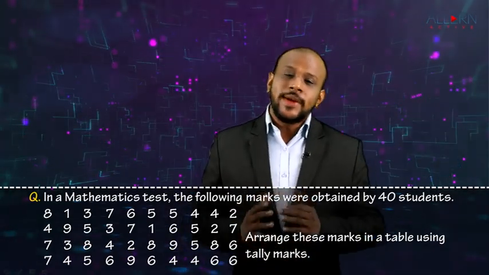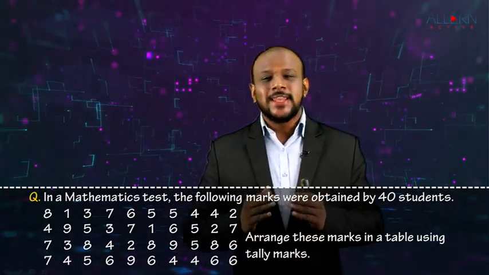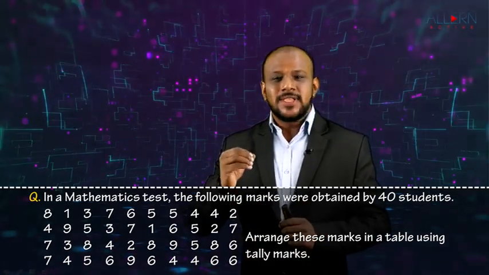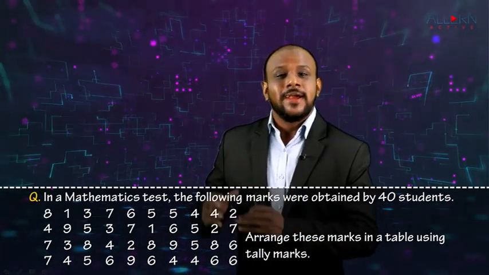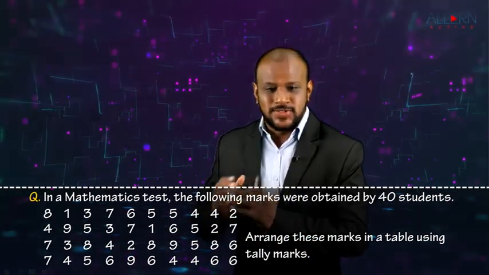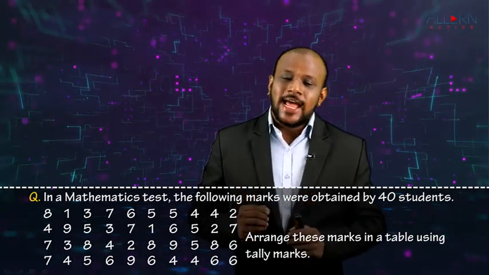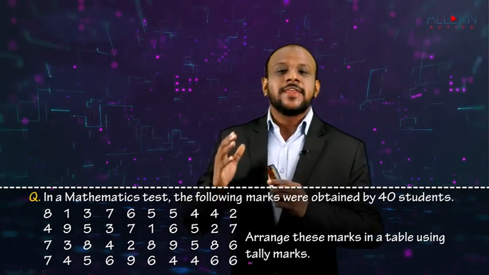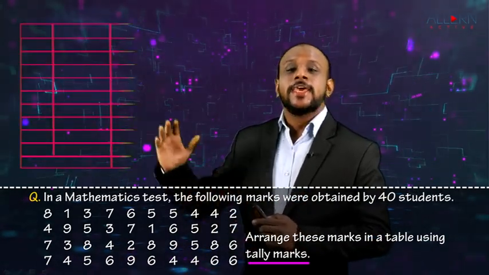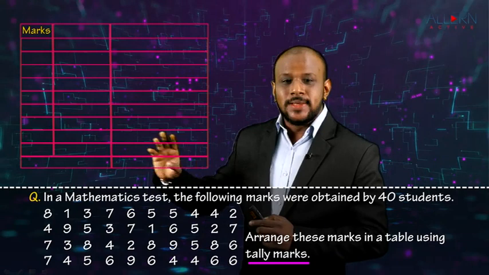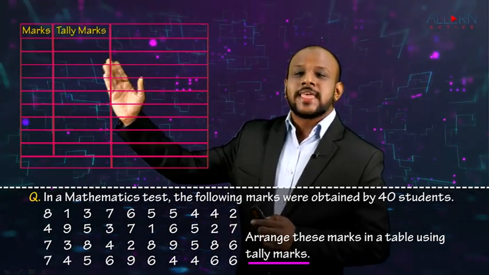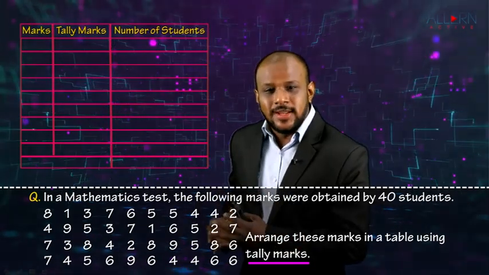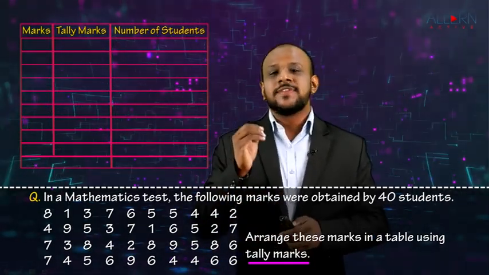Now when we talk about tally marks, basically we have to create three columns. The first column is the information we are talking about. Here we are talking about the marks. The second column would be the tally marks and the third column would be the frequency. Clear? So let's create a table over here. We have a table here with three columns. The first column is the marks, the second column is the tally marks, and the third column is called the frequency. And over here we are talking about the number of students.